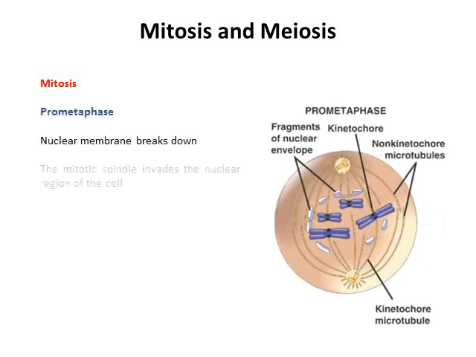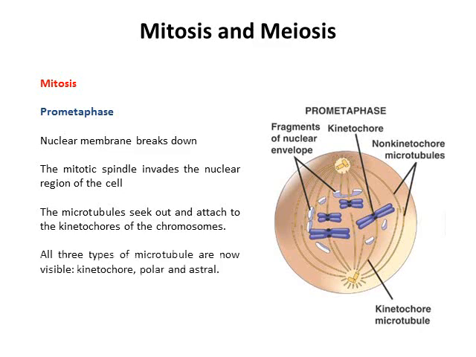So the next phase is prometaphase. In prometaphase, the first thing to happen is that the nuclear membrane breaks down. So we've no longer now got a membrane-bound nucleus in the cell. The nuclear membrane is dissolved, and the mitotic spindle then invades inside this intranuclear space, forming a more complete mitotic spindle apparatus. As this happens, the spindles themselves actually seek out and attach to a region called the kinetochore of the chromosome. I'm going to talk more about that later on. So these spindles hook onto the chromosomes.